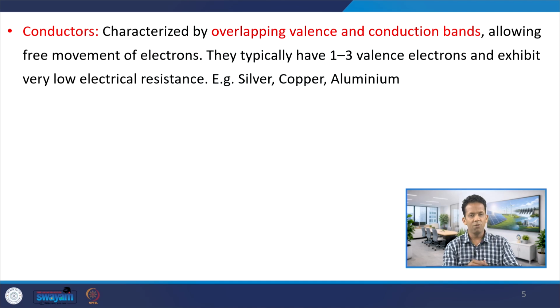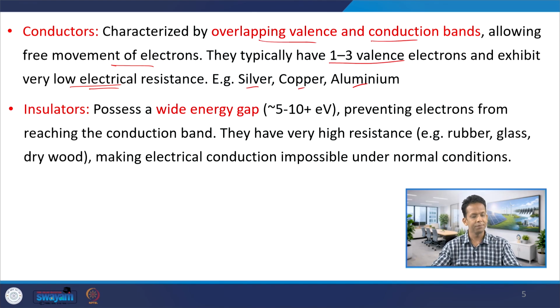So just taking forward the discussion, as we saw in the picture, conductors are characterized by overlapping valence and conduction band. They allow free movement of electrons, and they typically have 1 to 3 valence electrons in their shell, and they exhibit very low electrical resistance. Because they have low electrical resistance, they can ensure more flow of current, and examples are silver, copper, aluminium. So most of the metals are good conductors of electricity.